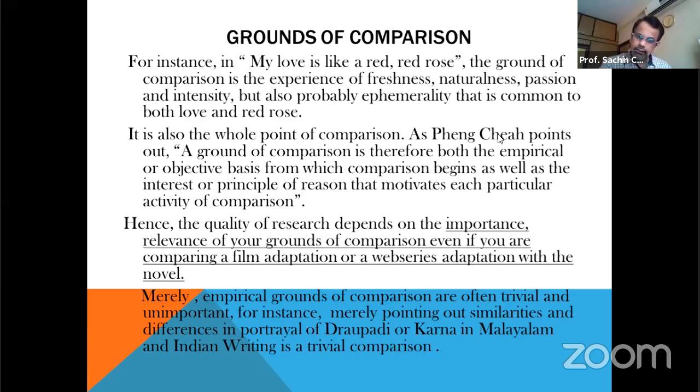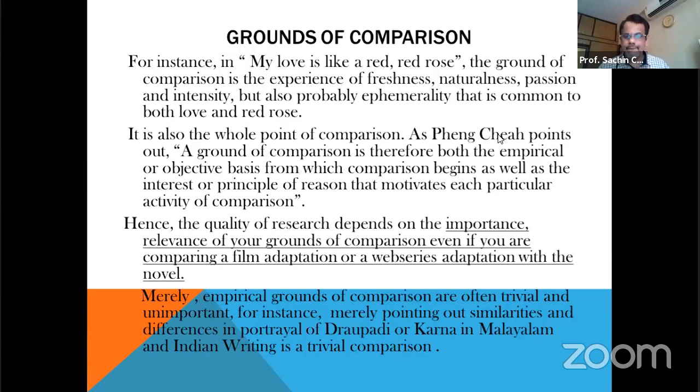Very famous comparative scholar Feng Chiang points out that ground of comparison is therefore both the empirical and objective basis from which comparison begins, as well as the interest or principle of reason that motivates each particular activity of comparison. And this is what is to be taken away from this whole discussion of ground of comparison. The quality of research depends on the importance or relevance of your grounds of comparison. And this is how I define quality in literary research. It's a question of relevance and importance of your ground of comparison.